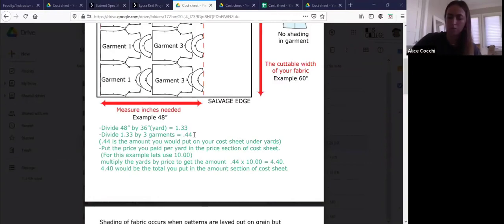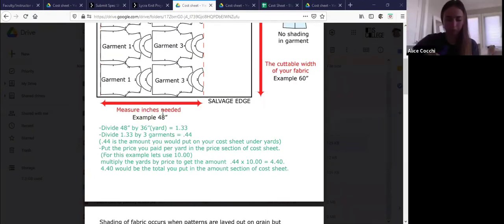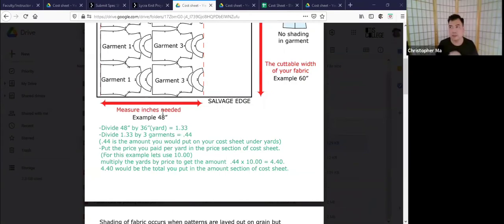You do not want to write fraction here. Even you do not want to write in inches. The unit of measure is always yard. What I said earlier, that you only need 18 inches or 16 inches per garment, you need to convert that back to yard. Make sense? You don't multiply by inches. It's always by yard.